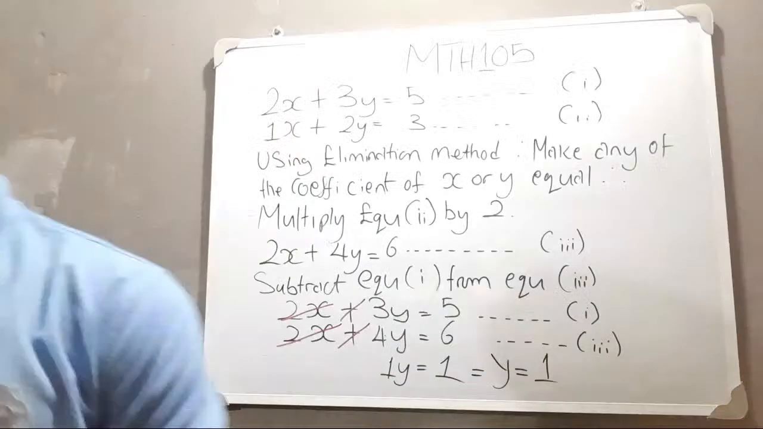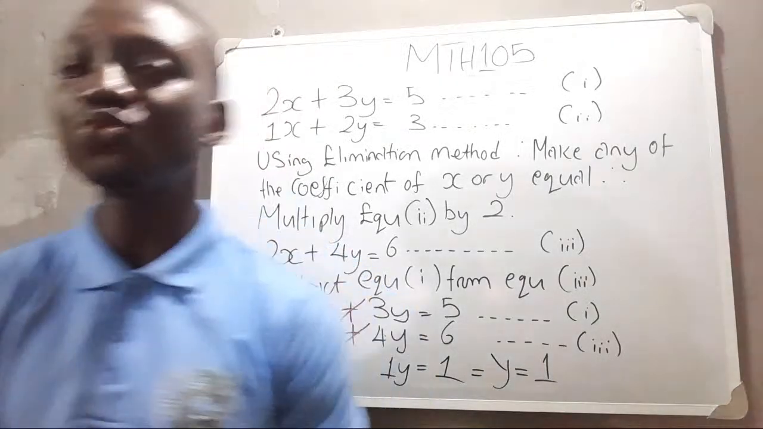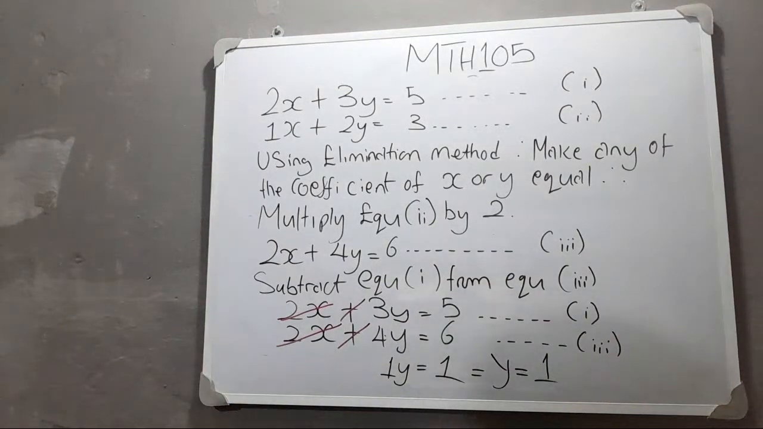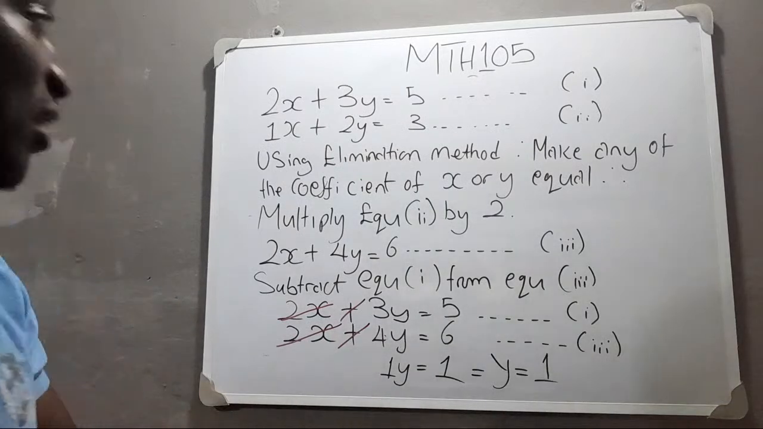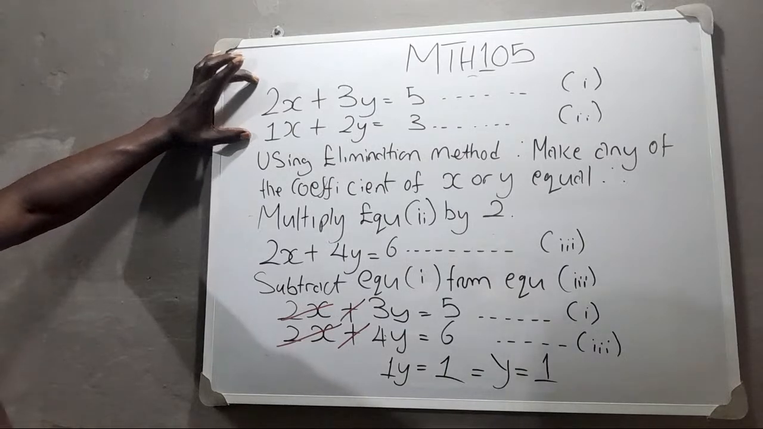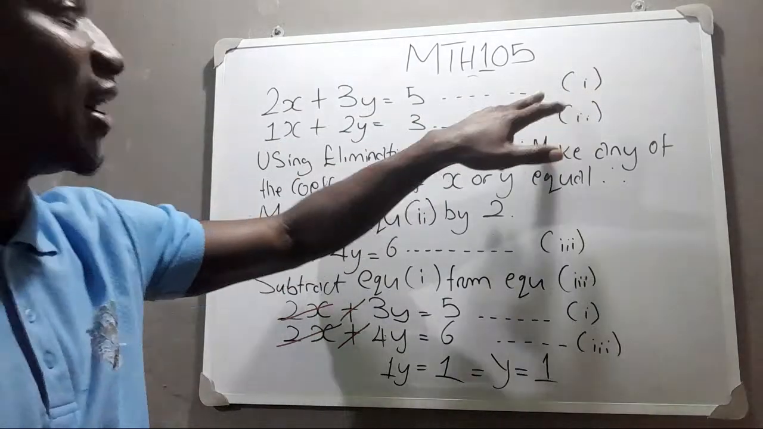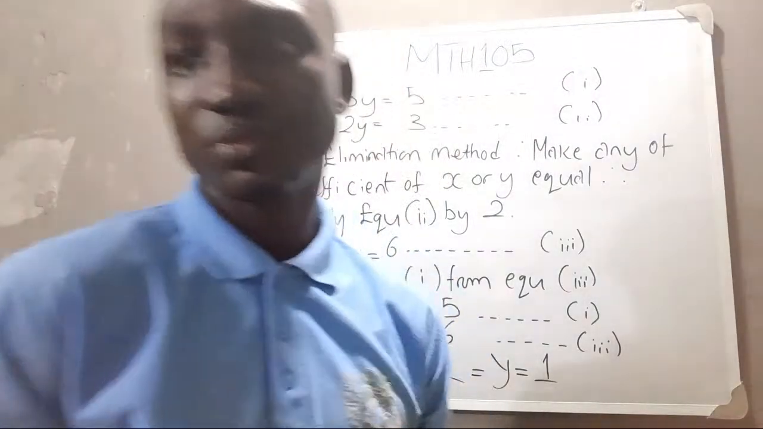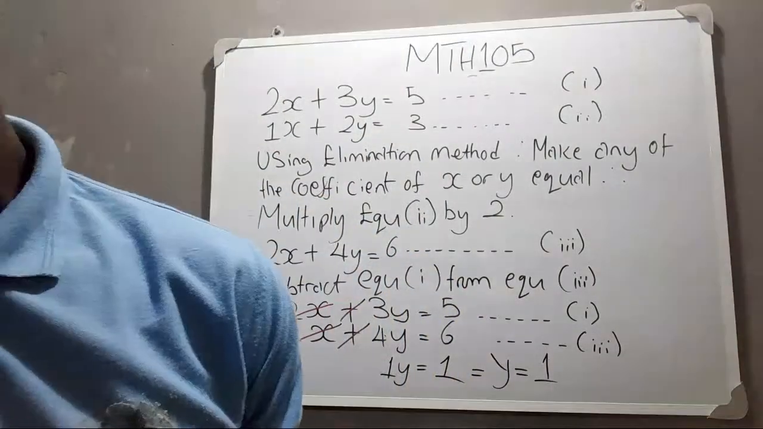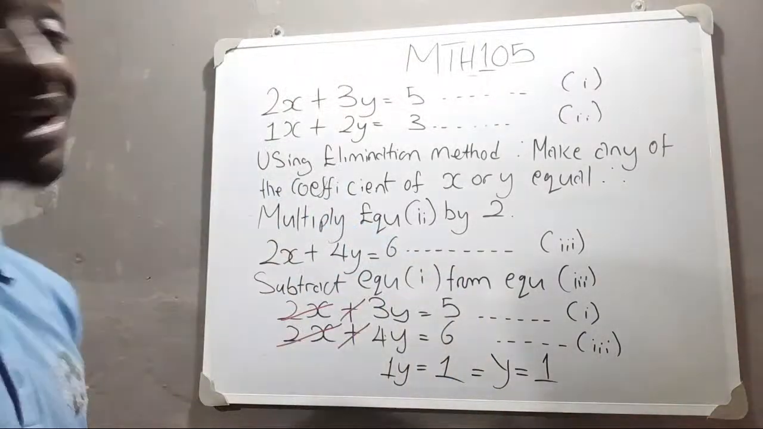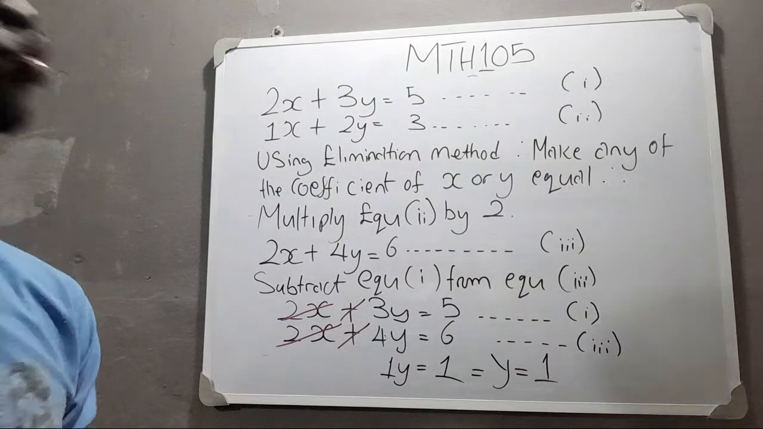Why do we start with equation 2 and not 1? Now let me explain to you, Mr. Jolas. This is the question. This is equation 1 and this is equation 2. Mr. Justice, you are welcome. So Mr. Jolas asked the question, why do we start with equation 2 and not 1?